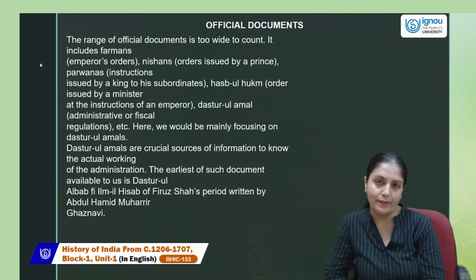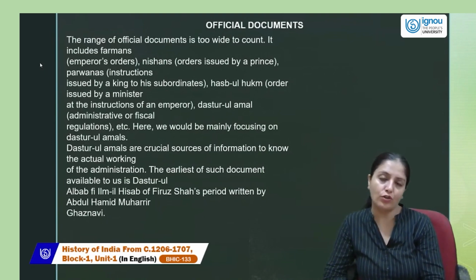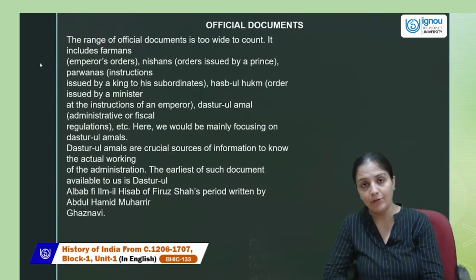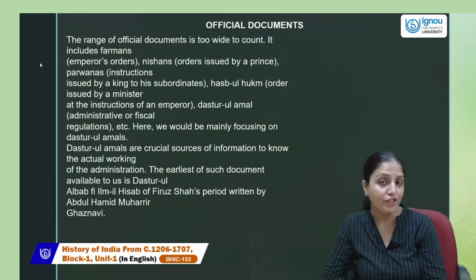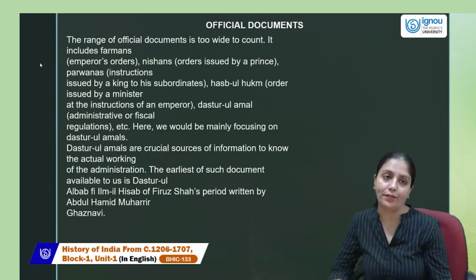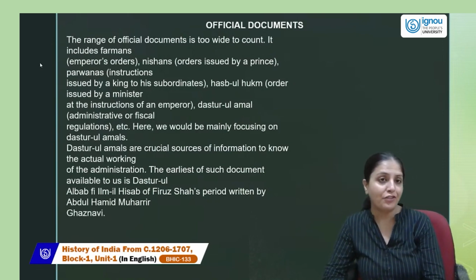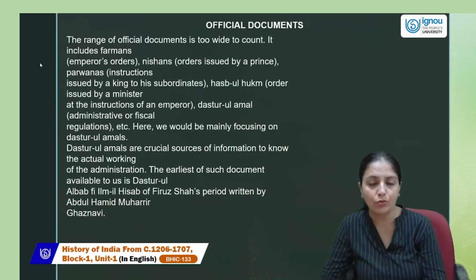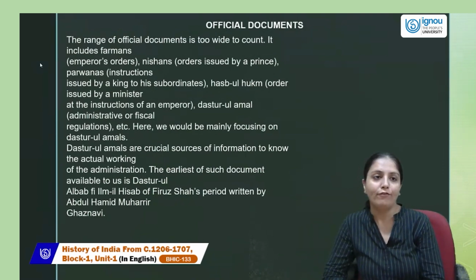Next are official documents: how they held official documents and how they were written at that time. What were official documents related to? The range of official documents is too wide to count. It includes farmans, nishans, and parwanas issued by the king to his subordinates, hasb-ul-hukm issued by a minister at the instruction of an emperor, Dastur ul Amal, etc.